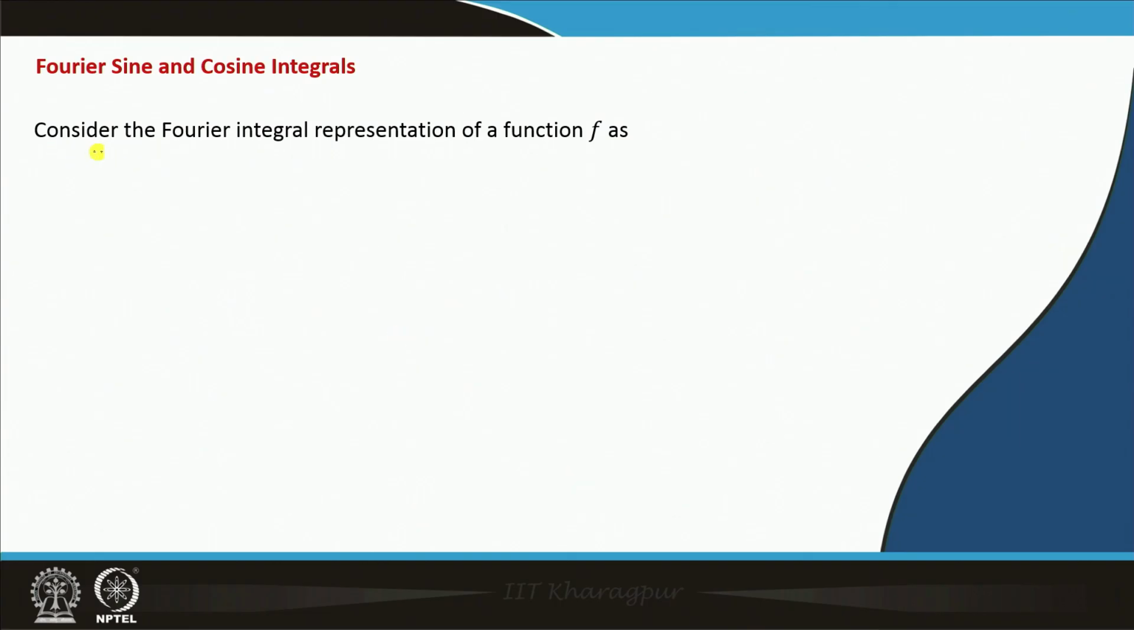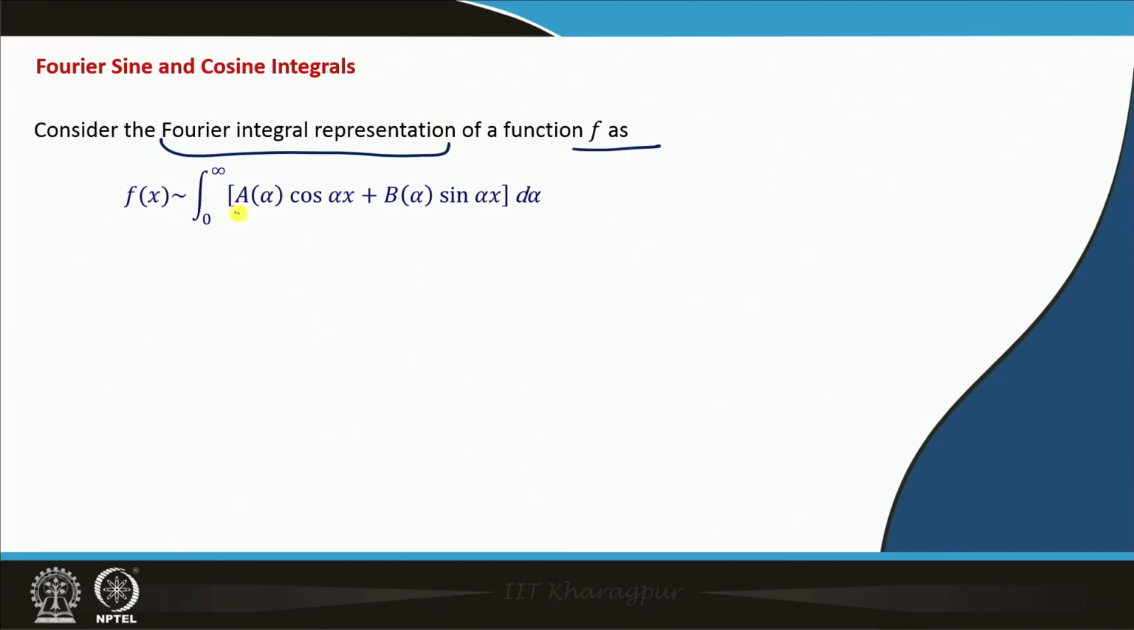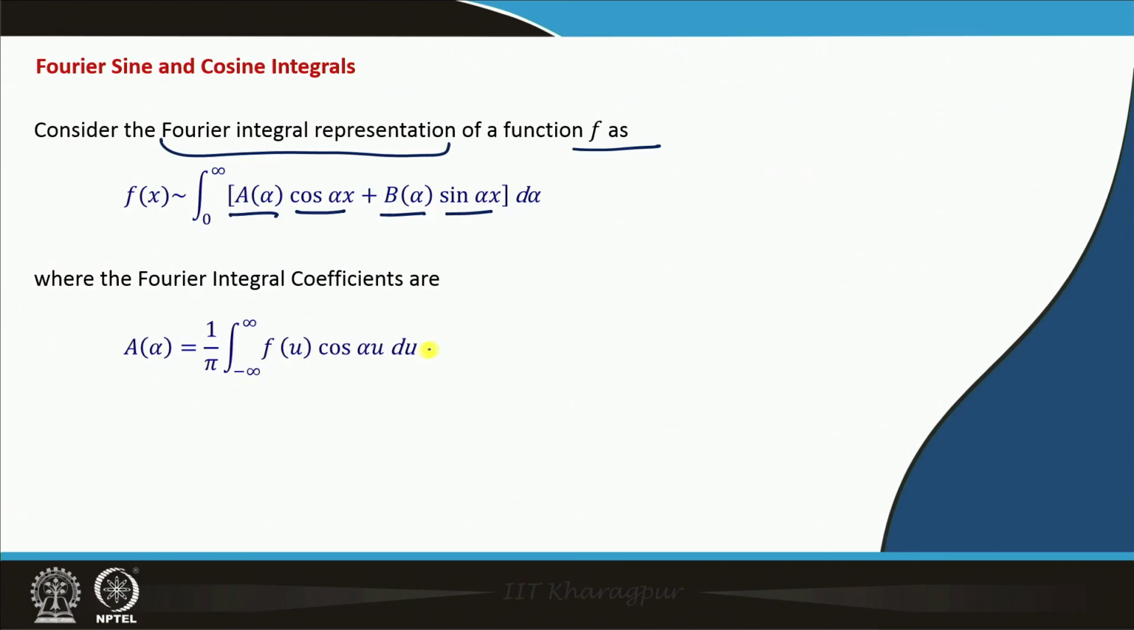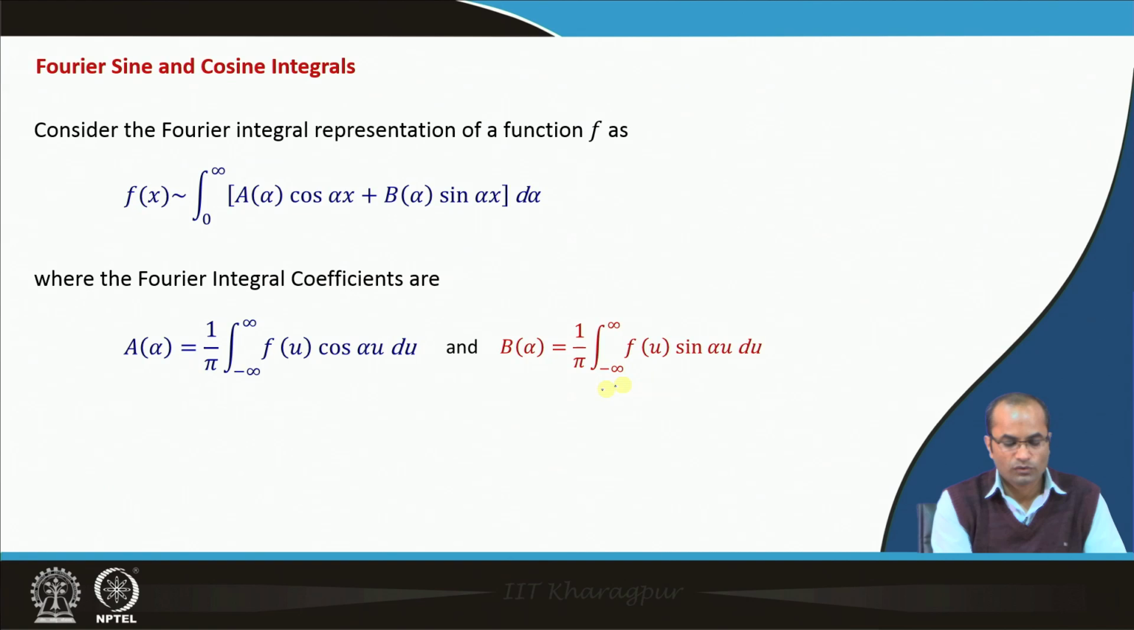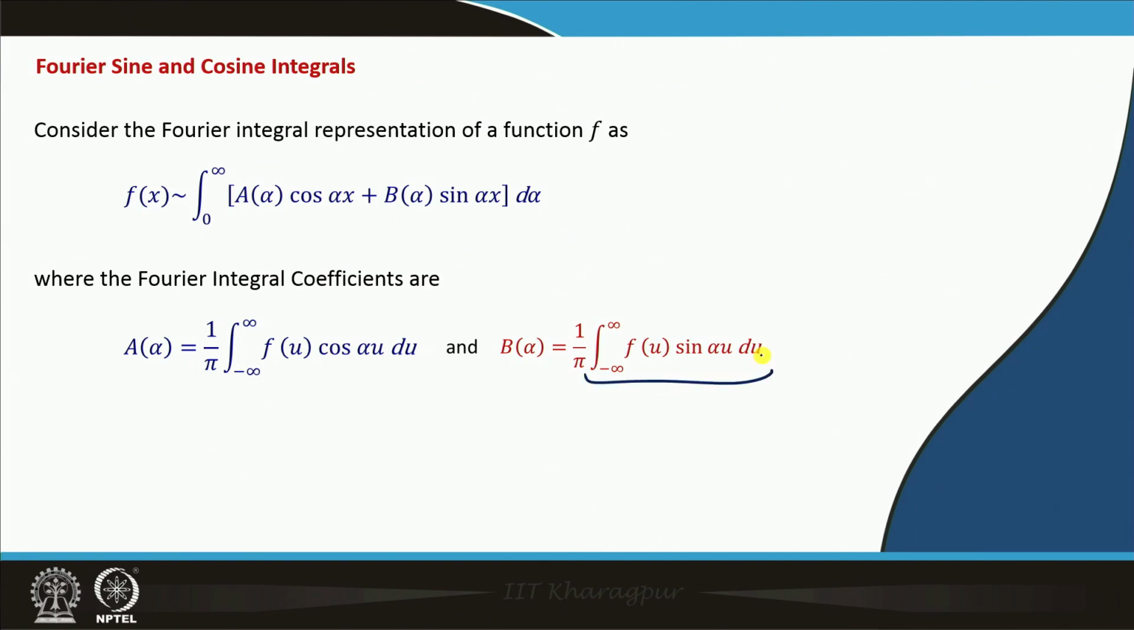In the last lecture we have seen that the Fourier integral representation of a function f is given as this integral of a(alpha) cos alpha x plus b(alpha) sin alpha x d alpha, where these Fourier integral coefficients a(alpha) and b(alpha) were given by these infinite integrals from minus infinity to plus infinity, and b(alpha) was given again by this improper integral from minus infinity to plus infinity of f(u) sin alpha u du.